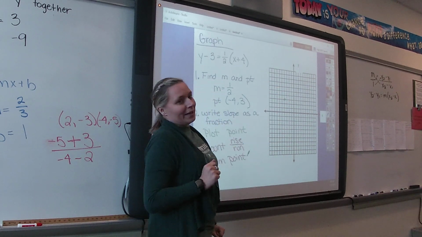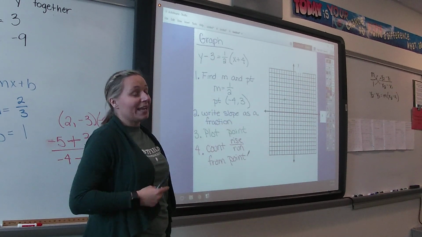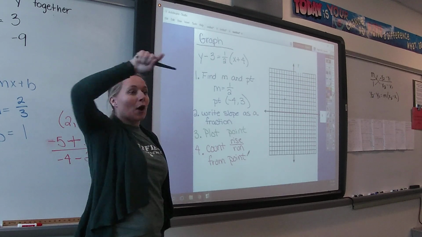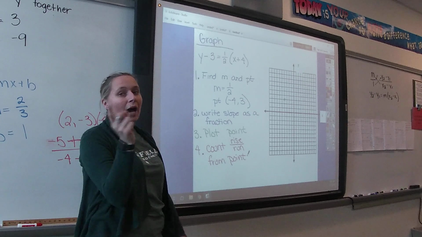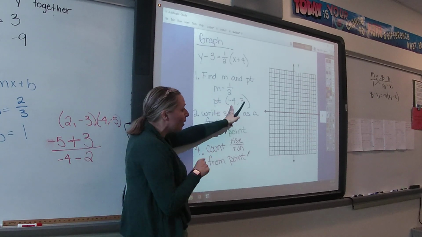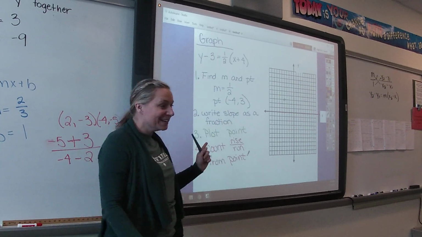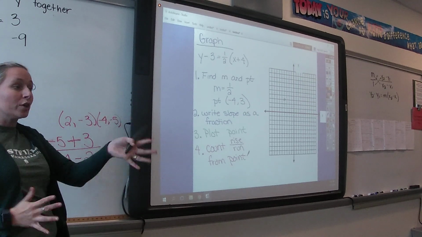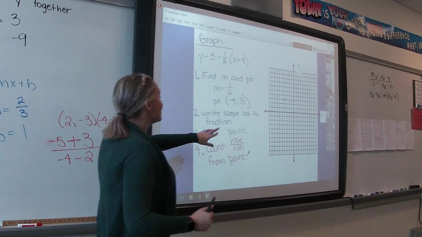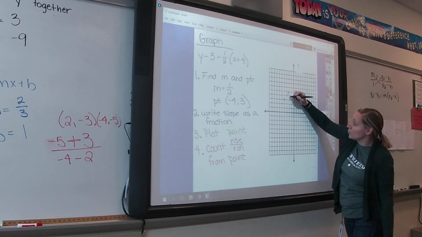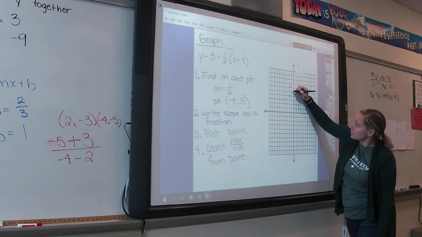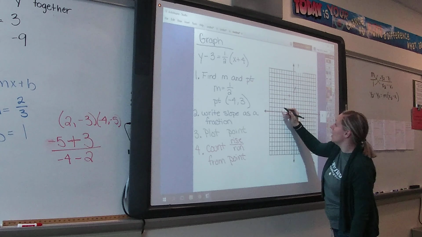That's the dilemma. We can't go backwards. It's up 1, over 2. You're like, darn it, why did I flip that? Well, you flipped it because you plotted the point over 4, up 3. Those are flip-flopped orders of what we do first. So with the slope, we rise 1, we run 2.